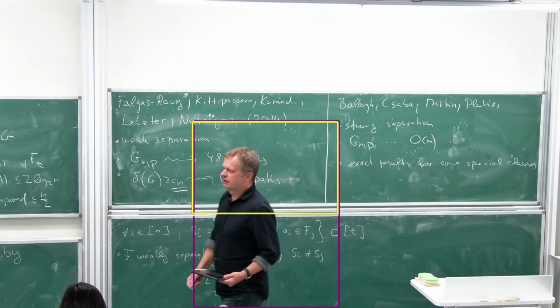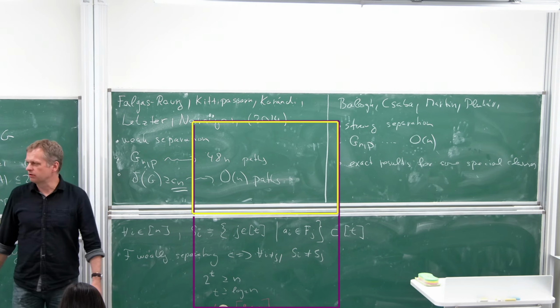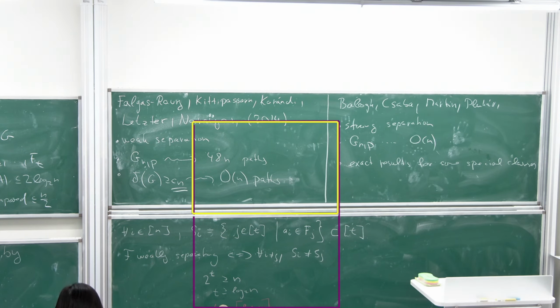When you say G(n,p), is p constant, or does it have some reasonable range? From constant all the way to something more than 1 over n, or log n over n.